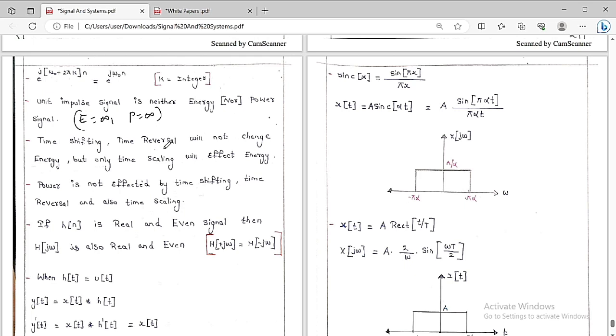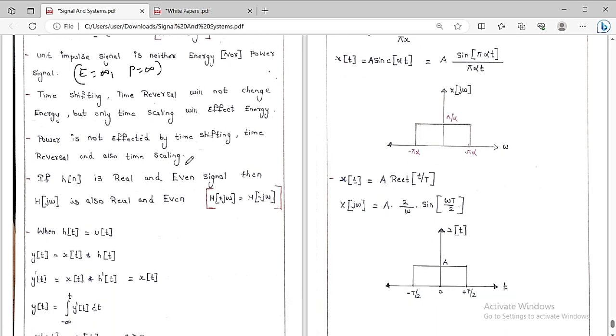So, this is what to keep in your mind. If f of t has signal energy E, then f of a t has energy E by mod A. A can be positive, A can be negative. I have told you this so many times. Whereas the power of a signal is not affected by time shifting, time reversal as well as time scaling. So the energy of a signal is not affected by time reversal and time shifting, but it is affected by only time scaling, whereas the power of a signal is not affected by time reversal, time shifting and also time scaling.